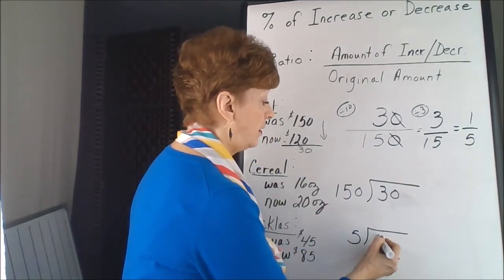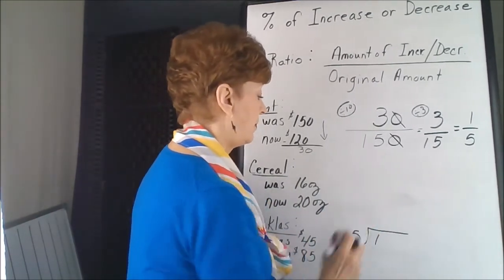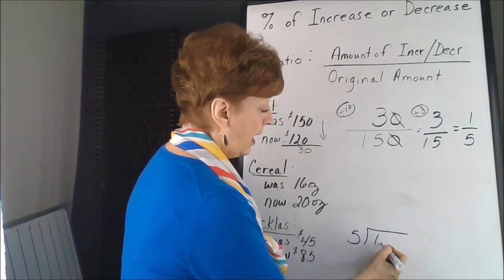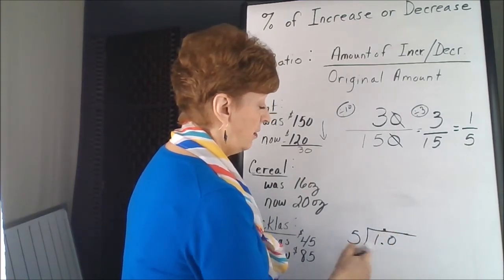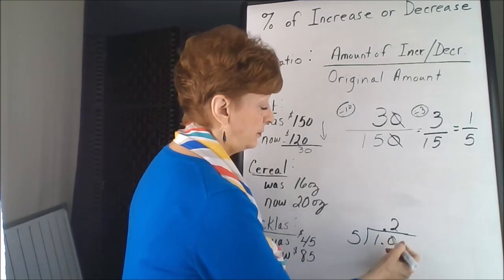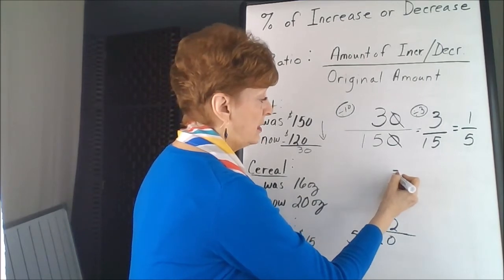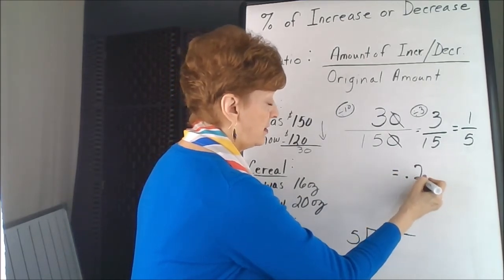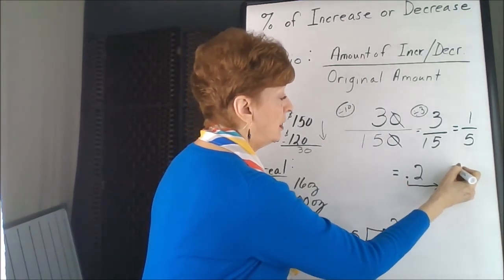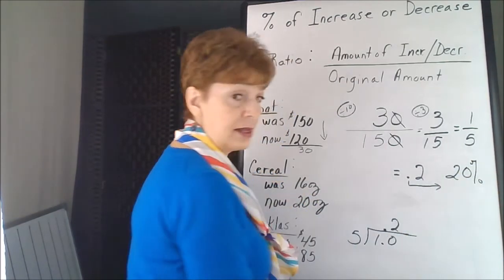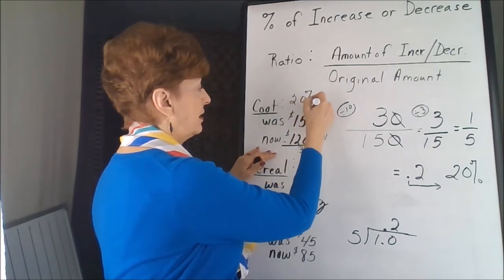5 divides into 1. I don't know about you, but I pick the latter. We're going to add a decimal point so we can continue on with our division. 5 divides into 10 2 times, and it's even. So this fraction is equal to 2/10, and if we carried that to a percentage, we would go 2 places over to 20%. So our coat has a 20% decrease.